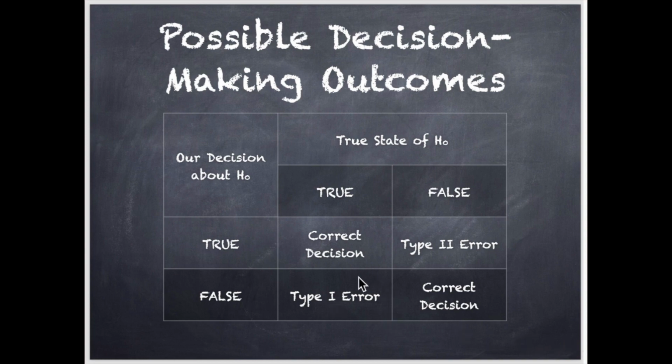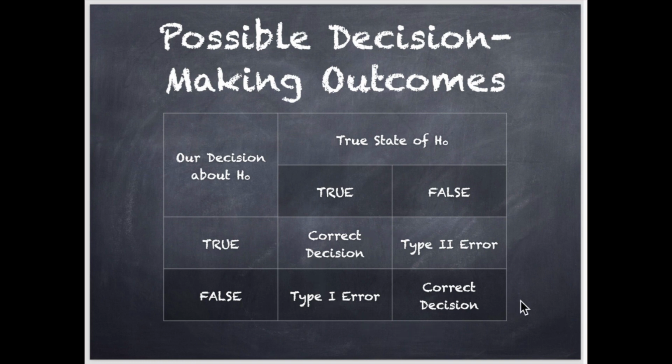Now, obviously, we don't want to commit a type 1 error, and we don't want to commit a type 2 error, right? We would like to always come to the correct conclusion. If the null hypothesis is true, we want to conclude that it's true. And if the null hypothesis is false, we would like to always conclude that it's false. But in any real-world situation, there's always the possibility of our being in any one of these four scenarios before we conduct the experiment. All right?